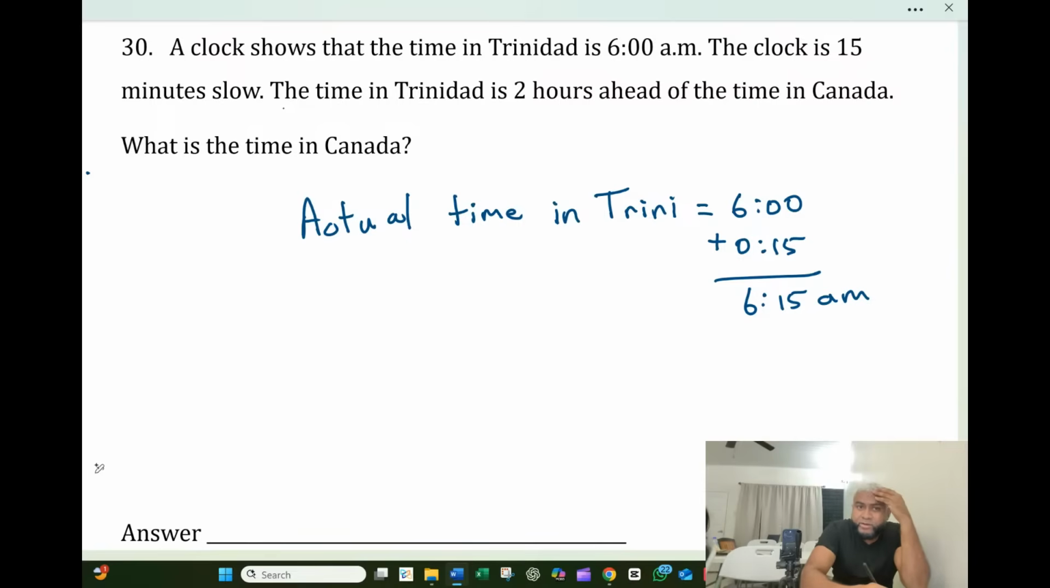Let me see what's going on here now. The time in Trinidad is 2 hours ahead. So are we adding 2 to find out Canada's time, or are we subtracting? Subtract, right? So we subtract this 2 hours. This gives us 15 minus 0, you can say it's 15. And then 6 minus 2 would be 4 a.m.